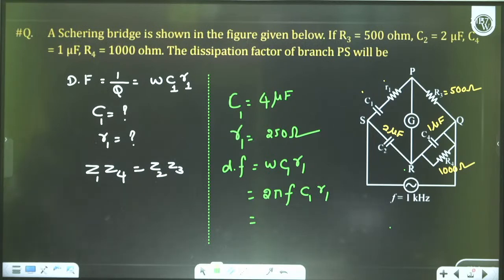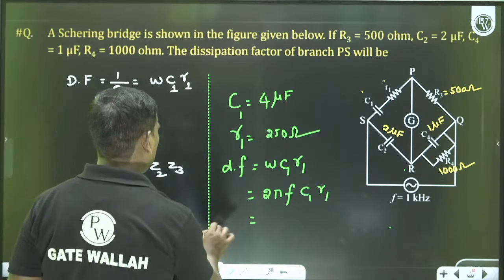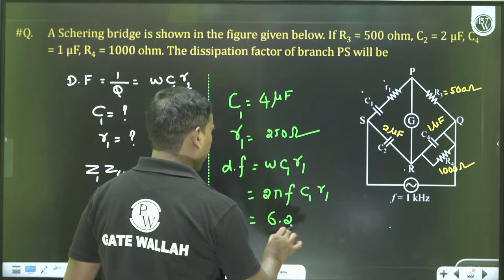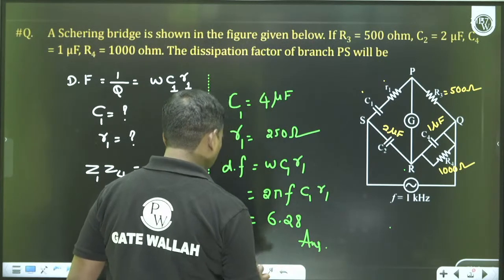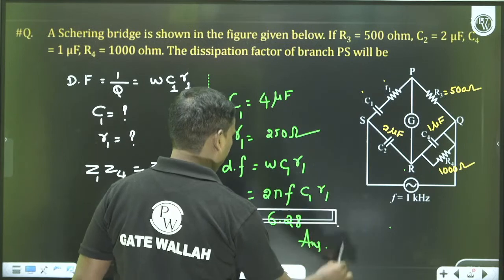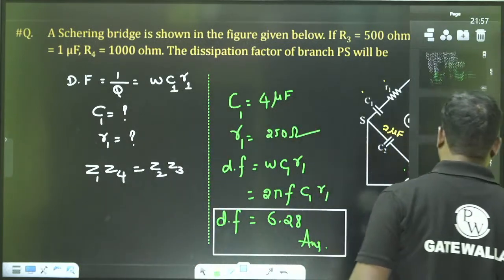So how much are we going to get? Check it. 2 into 3.14 into frequency 1000 into C1, 4 into 10 power minus 6, into small r1, that is 250, is coming around 6.28. Yes, the first question's answer is 6.28. This is the answer. Let us go for the next question.